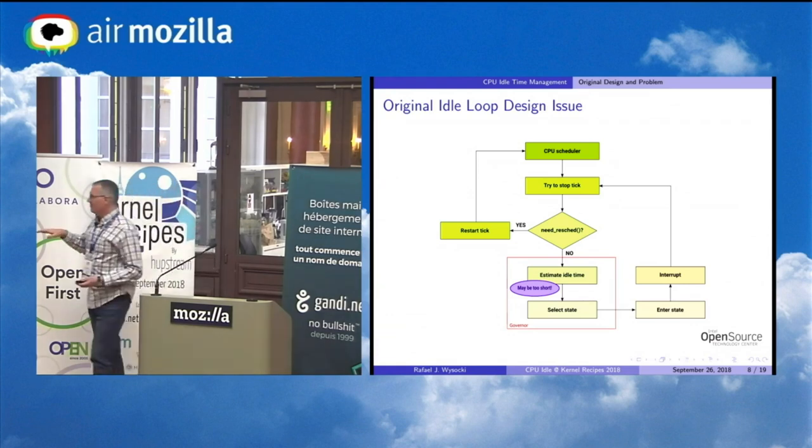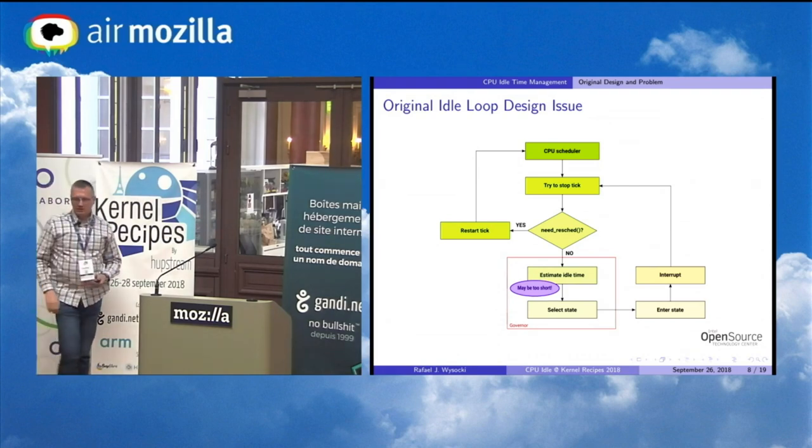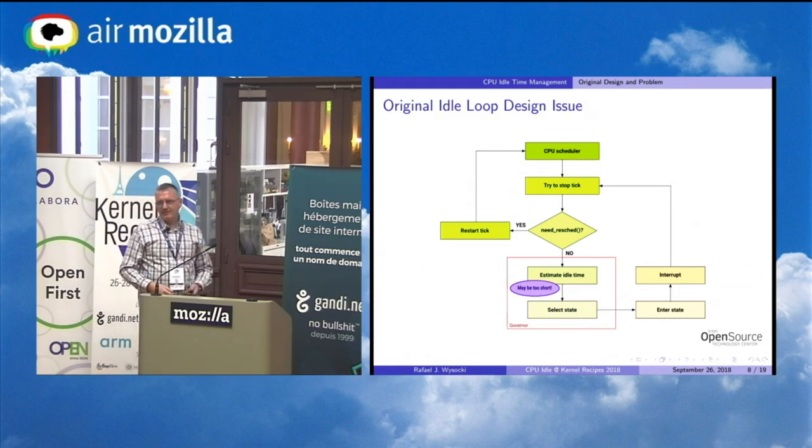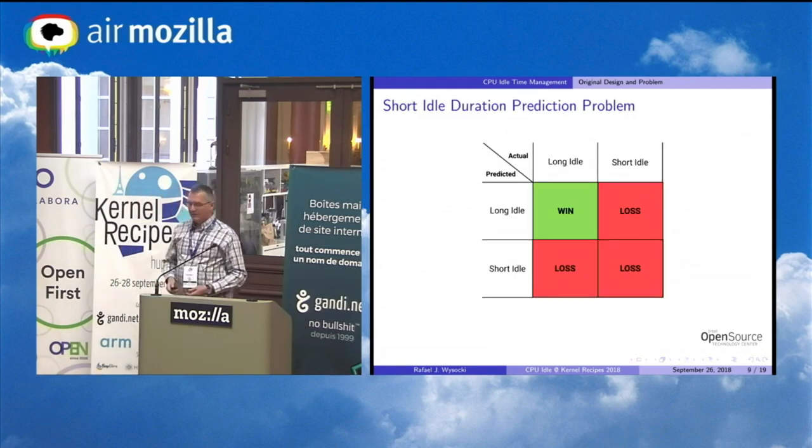So if the governor predicts a short idle duration, it doesn't make sense to stop the tick. You can look at that from the game theory perspective and draw a table like that. The predicted idle duration is in the vertical, so rows are predicted and columns are actual, which is what happened really. And you can see here that if the governor predicted short idle, we actually lose regardless of whether the prediction was accurate or not. And that's not good, right? That's not good.